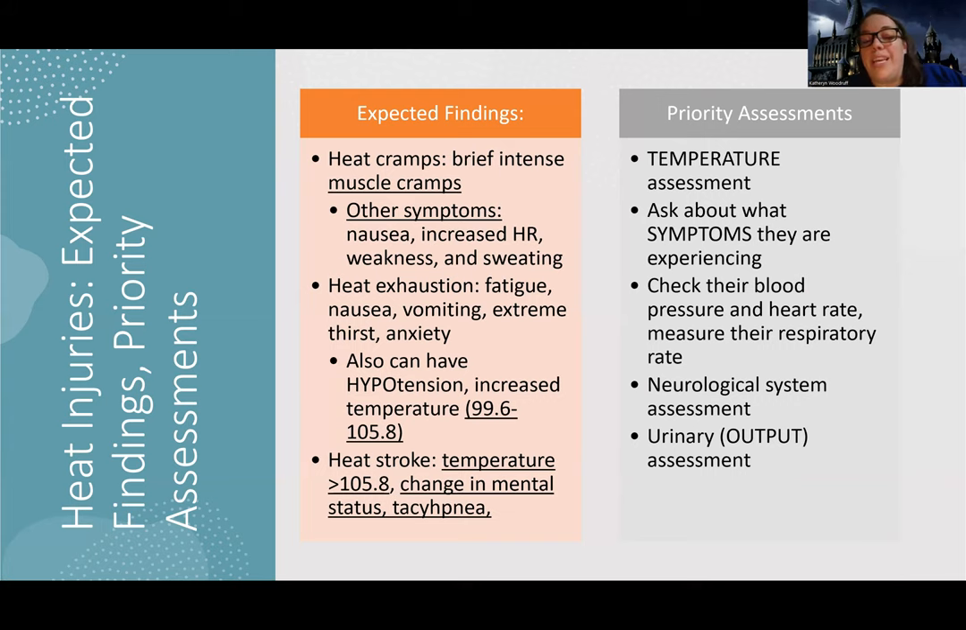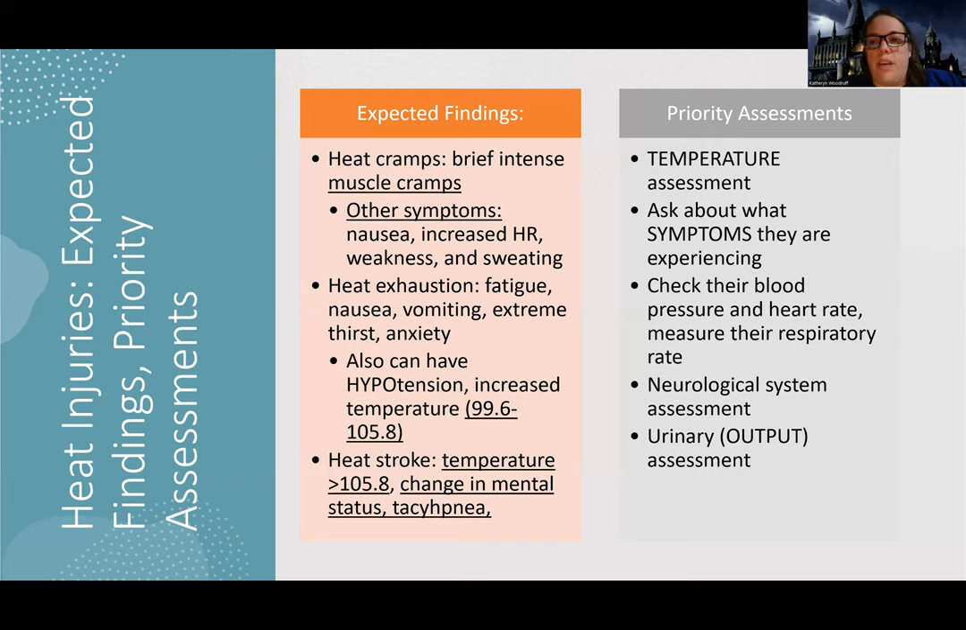And then when we get all the way to heat stroke, now our temperature is above 105.8. And because of that, think of it this way: your brain is getting fried. Your mental status starts changing. And don't mind the extra comma on the end. And then this is the only one that tends to have tachypnea, where you're breathing really fast. Your body's trying to compensate. It's not that the tachypnea is going to change the temperature, but your body is reacting to all the changes.